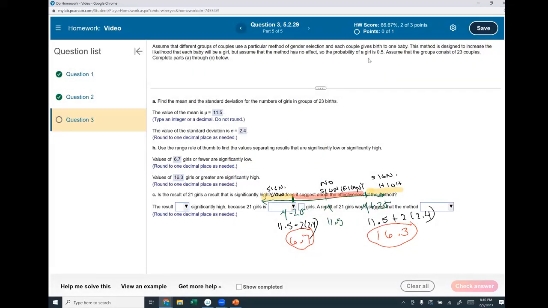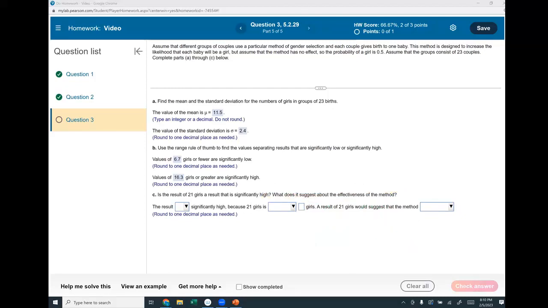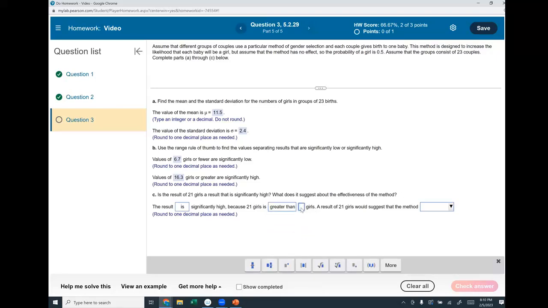Okay, so now I'm going to erase this so we can read the question. Is the result of 21 girls a result that is significantly high? Well, 21 girls is definitely greater than my cut point, which was 16.3. So the result is significantly high because 21 girls is greater than 16.3. That's our cutoff, right?